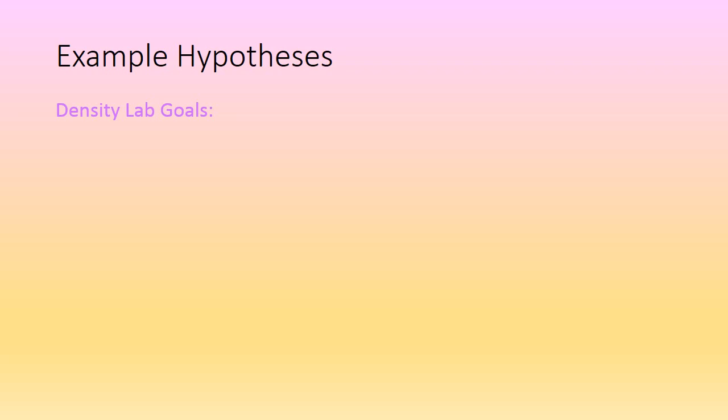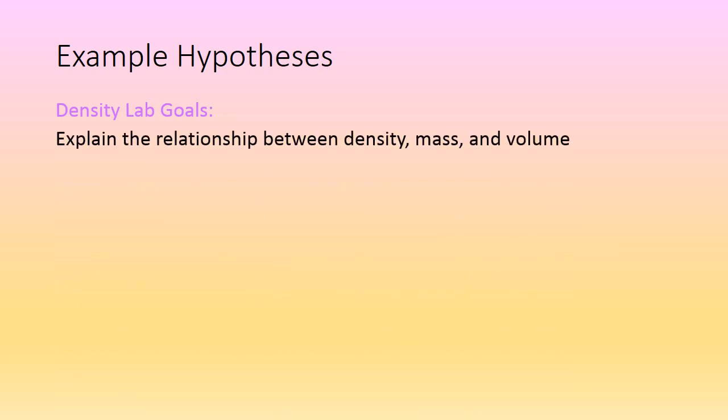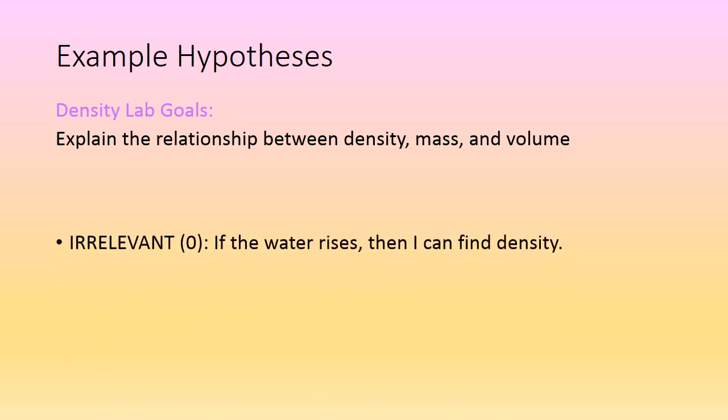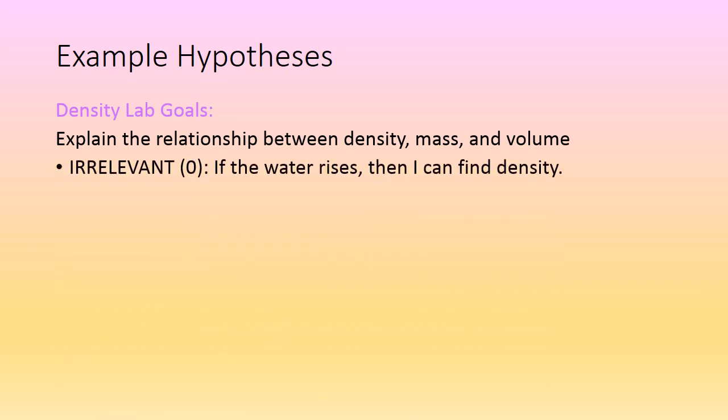So if I was trying to figure out what to write about and what I'm supposed to be guessing, the first place I would look, like I said, are those goals. And one of the goals for this lab was to explain the relationship between density, mass, and volume. So my hypothesis should explain or predict what I think the relationship between density, mass, and volume is going to be. So the first one we're going to look at is kind of an irrelevant hypothesis, and it says if the water rises, then I can find density.